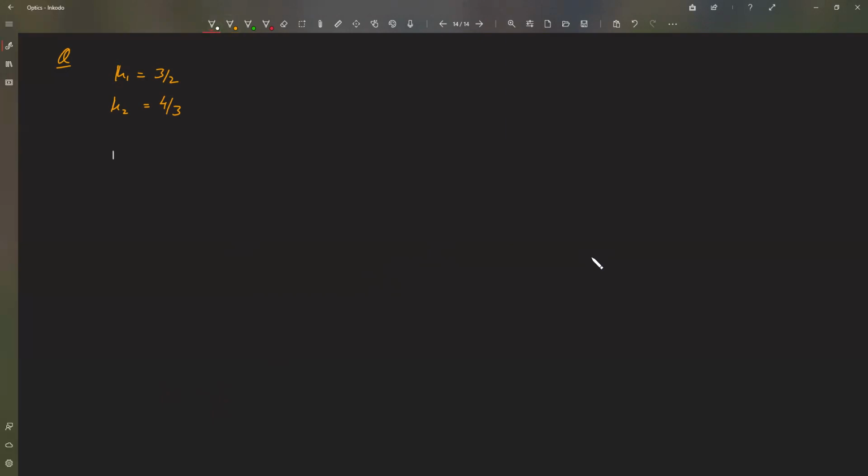What is the situation? This is the plane boundary. There is a medium here, let's say mu1, and there is a medium here, let's say mu2. And the light ray passes through this, and these are the refractive indices. Next, if the ray travels from medium 1 to medium 2 at an angle of incidence of 30 degree, so that means the first situation is like this. The angle of incidence is 30 degree, I mean, i is equal to 30 degree.